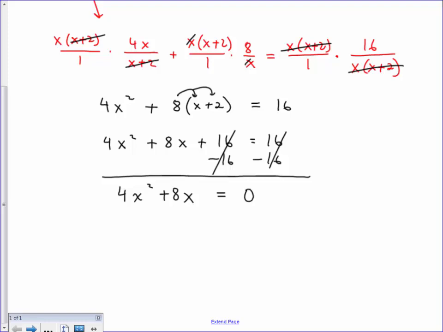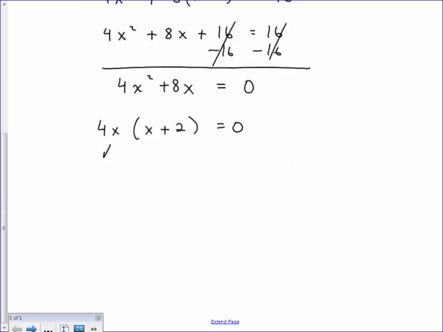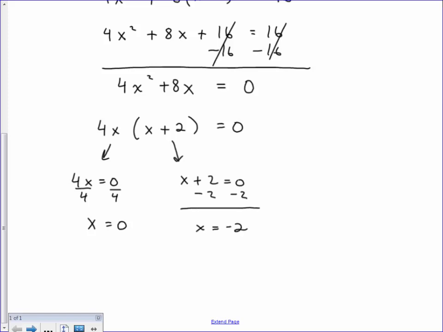From here, one way that I can solve a quadratic equation is by factoring. I notice that the left hand side shares a factor of a 4 and an x. So I'm going to factor a 4x out, and then I'm left with x plus 2. After I factor, to solve, I set each of these factors equal to 0. Solving 4x equals 0, I would divide by 4, and I would get x is 0. Solving this, I would subtract the 2, and I would get x is negative 2.